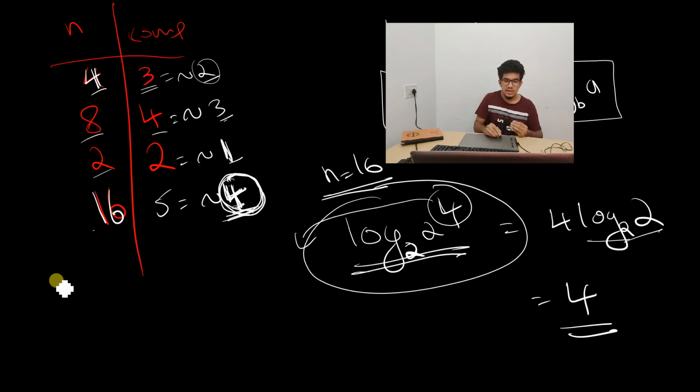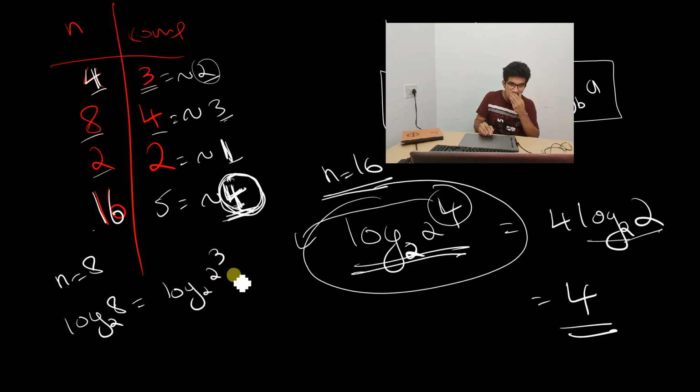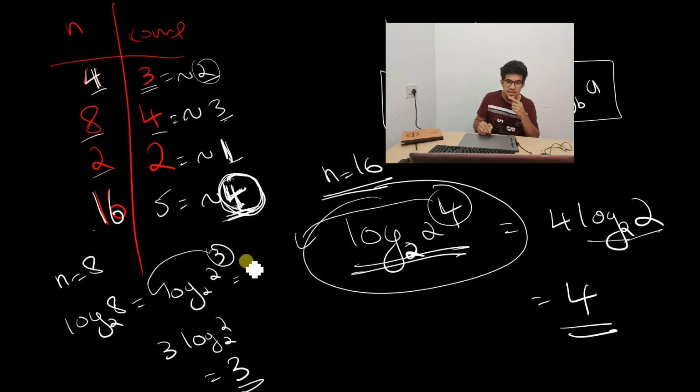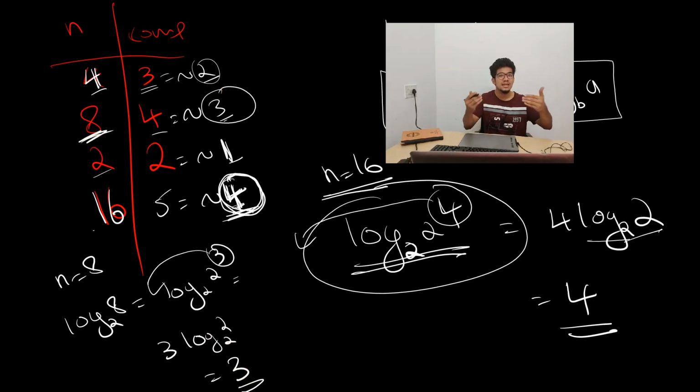One more example. If your n value is 8, our program will execute for how many times? Log 8 times. Log 8 can be written with the base 2. 8 is nothing but 2 cube, and you know that the power comes this side. So it is 3 log 2 to the base 2, that is 3. Don't you think when my n value is 8, my program will execute for log n times?